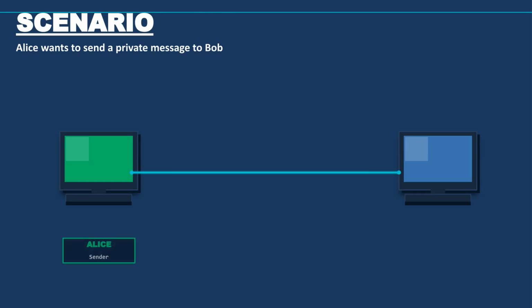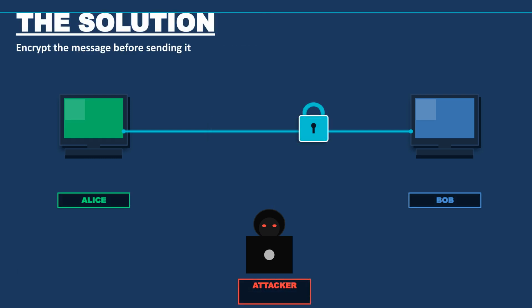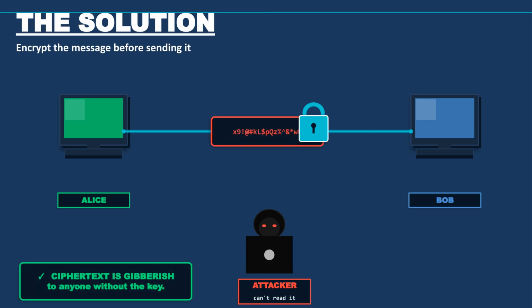Consider a scenario where Alice wants to send a private message to Bob across the internet without encryption. The problem is that without encryption, the plaintext message is readable by anyone intercepting the traffic, including an attacker. The solution is to encrypt the message before sending it. The resulting ciphertext is gibberish to any attacker without the key.